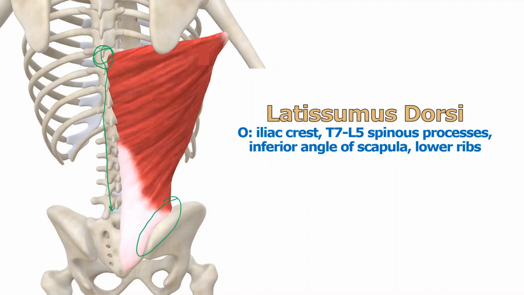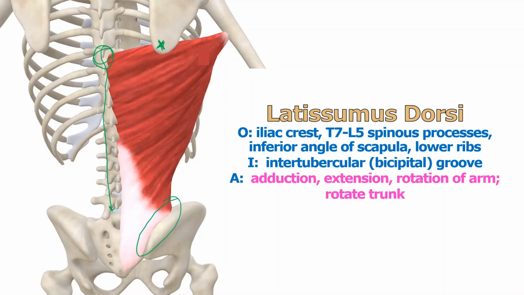The inferior angle of the scapula, even though it's not shown very well, is right here, this little pokey part. It's not showing it attached too well, but it's attached there. And then some of the lower ribs, which is not shown at all. It inserts in the bicipital groove, also known as the intertubercular groove on the humerus.